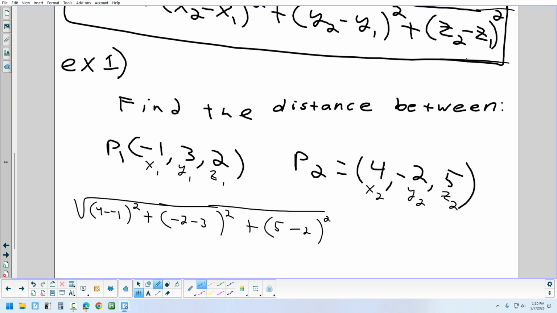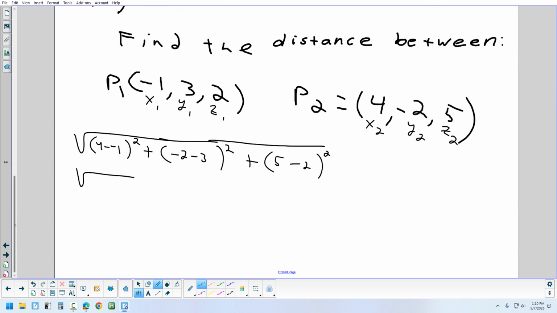Okay, so what's 4 minus -1? 5. And when you square it, 25. What's -2 minus 3? -5, so it would be 25 again. And what's 5 minus 2? 3, so 9. So what's the distance between those two points? Square root of 59. Yep.